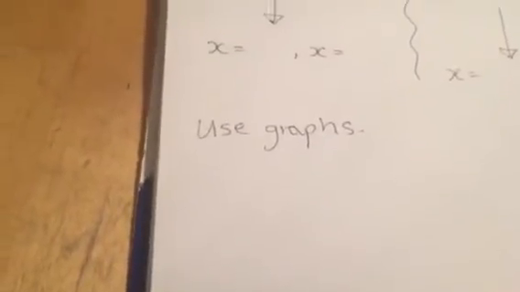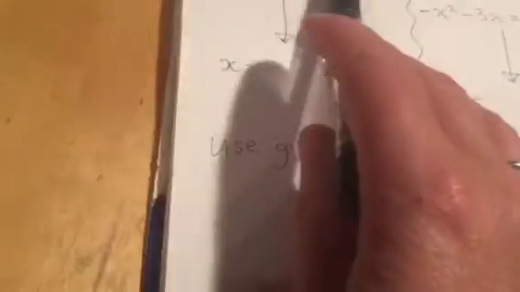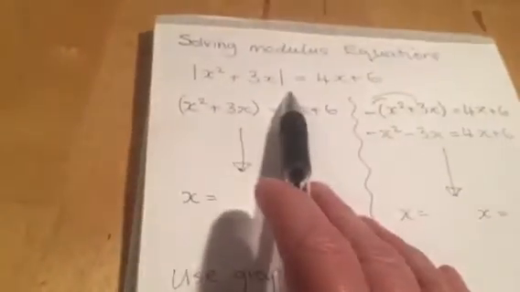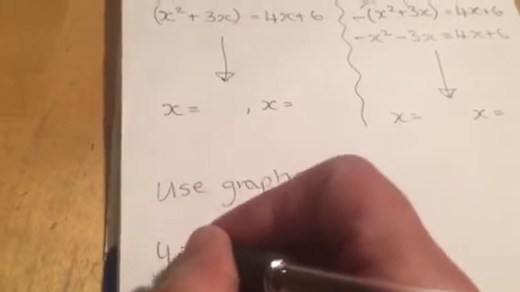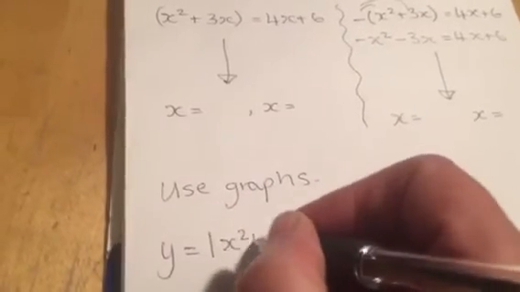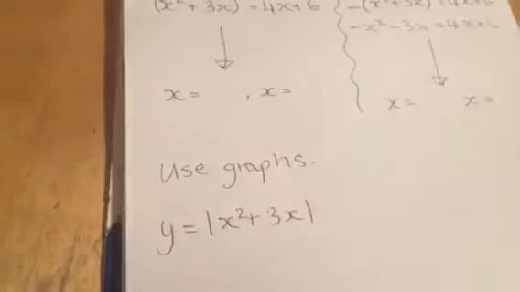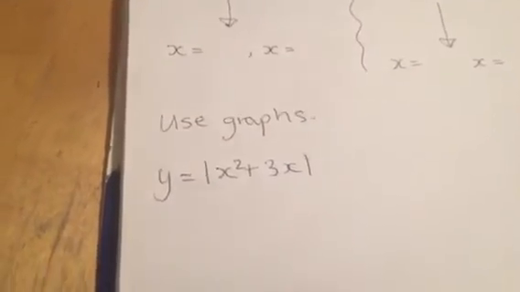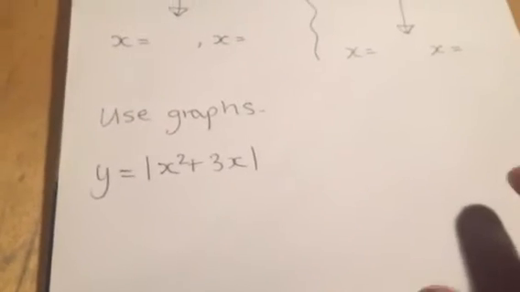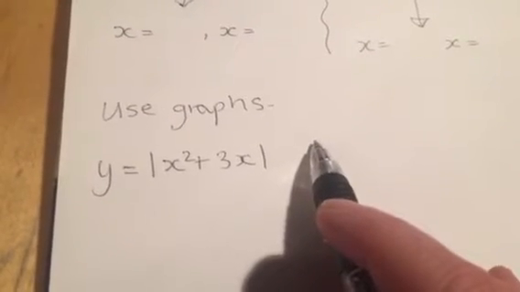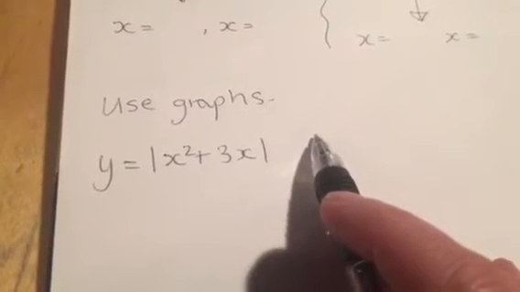the graphs is correct. Now, part A of the question is very often to draw the graph for your modulus function. So for this one, you draw the graph of y equals the modulus of x squared plus 3x. Go right back to the beginning to look at the graphs. So the modulus of x squared plus 3x. Go back to the previous notes to know how to draw that.